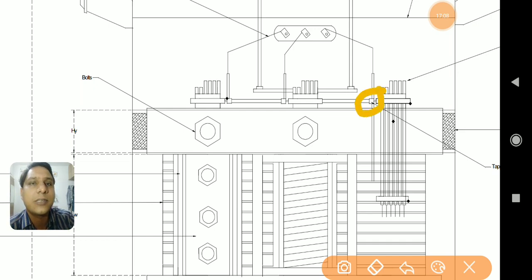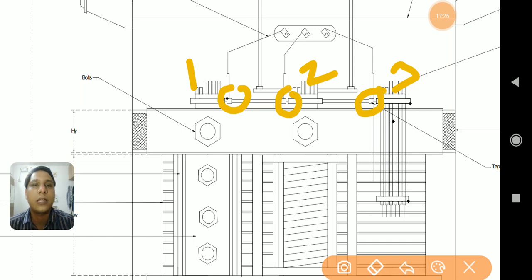As this is a 3-phase transformer, there are 3 windings, hence the tappings are shown here. That is tapping number 1, I could say. This is 2 and this is 3. 3 tappings are shown here. Those could be connected to the 3-phase winding. Then these parts are representing the tapping switches. Tapping switch 1, tapping switch 2 and tapping switch 3.